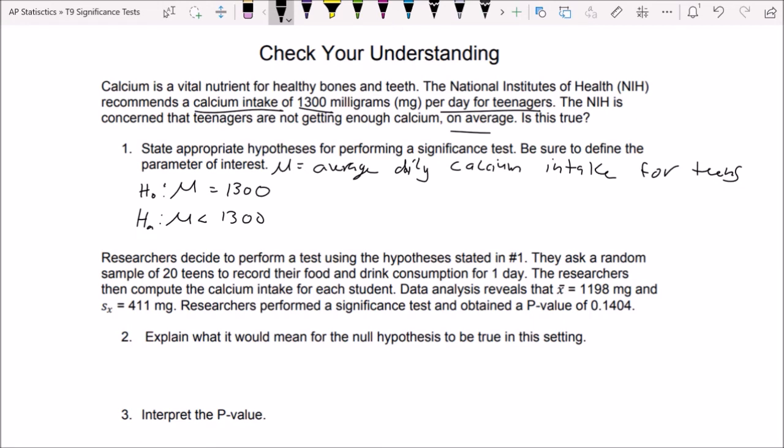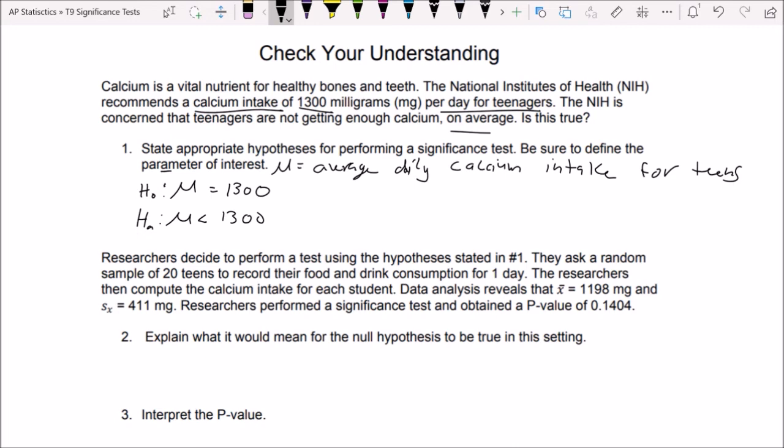Now, let's keep going. Researchers decide to perform a test using the hypotheses stated in number 1. They ask a random sample of 20 teens to record their food and drink consumption for a day. The researchers then compute the calcium intake for each student, and the data analysis reveals that the sample mean, x bar, is 1,198 with a sample standard deviation of 411. And they performed a significance test and got a p-value of 0.1401. And they ask us, what would it mean for the null hypothesis to be true?